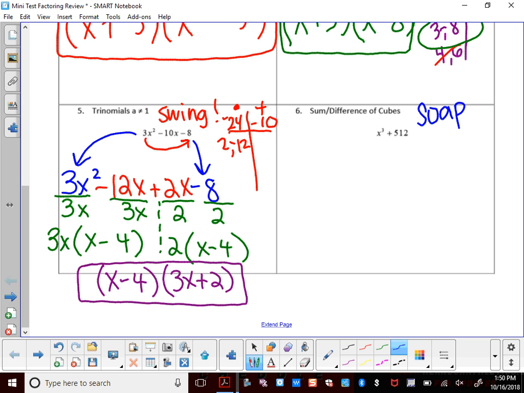My signs do not matter. In DOS, you must have a minus sign. In SOAP, you can have plus or minus. What we're going to do is we're going to make one normal parentheses and then one that's a little bit big.